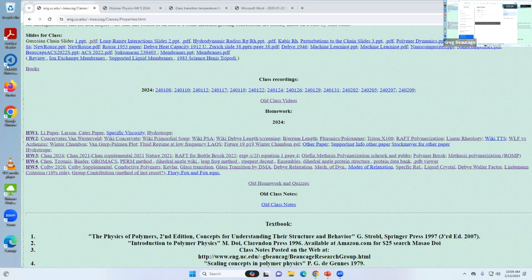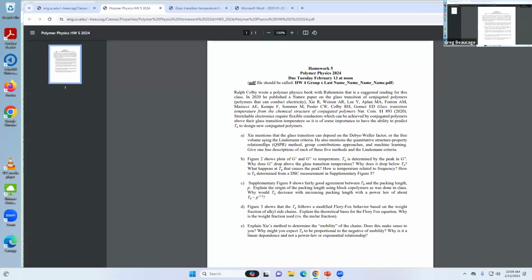So I wanted to go through a couple things. The homework, any questions on this? There were some questions that came up. One person asked about the Tg. There's something about block copolymers in here, right? Isn't it the same thing?